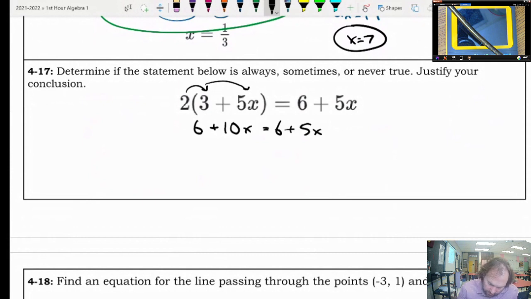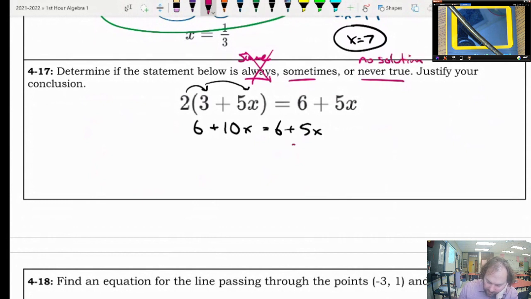If we were to try solving this right now, the question is always, sometimes, or never. If it was always true, we'd get the same thing on both sides, and I don't think we have that here. We have 6 plus 10x and 6 plus 5x. Now, if it's never true, we would get no solution for the answer. So let's keep going and see if we get that.